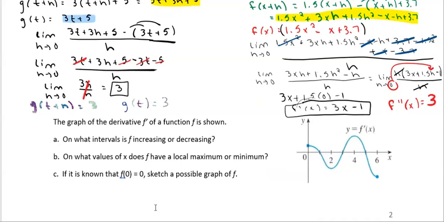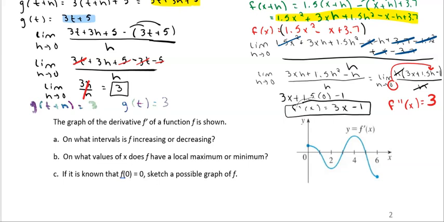Let's look at the next piece. The graph of the derivative f prime of a function f is shown. On what intervals is f increasing or decreasing? So this is looking at the derivative, looking at the increase and looking at the decrease in terms of the slope of the tangent line.